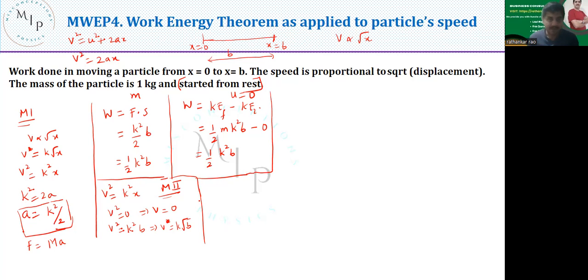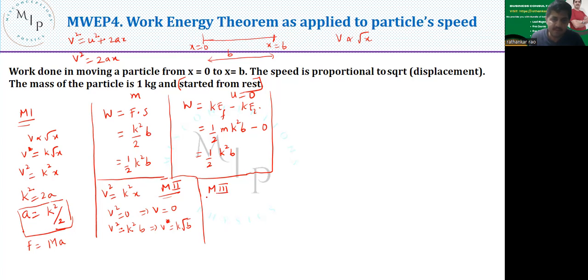Wonderful. Now you see, because v is proportional to square root of x, we just substituted this value. We are not bothered what is the force acting there, whether it is constant. We didn't do all these things here. Very easy method, right? We just came to know what was v at the final point, what is v at the initial point, and finally took the difference between the kinetic energies and got this. Okay, done.